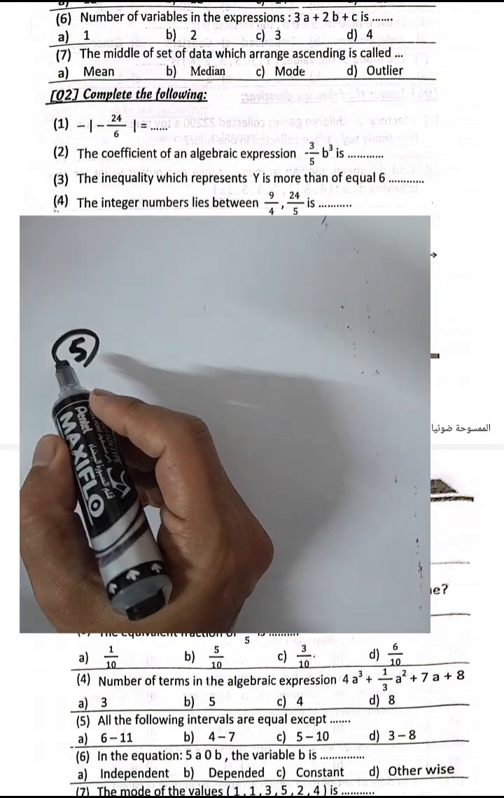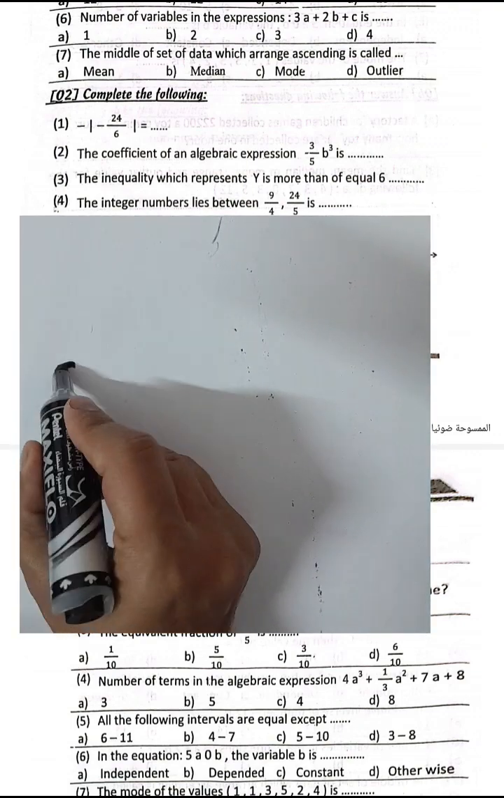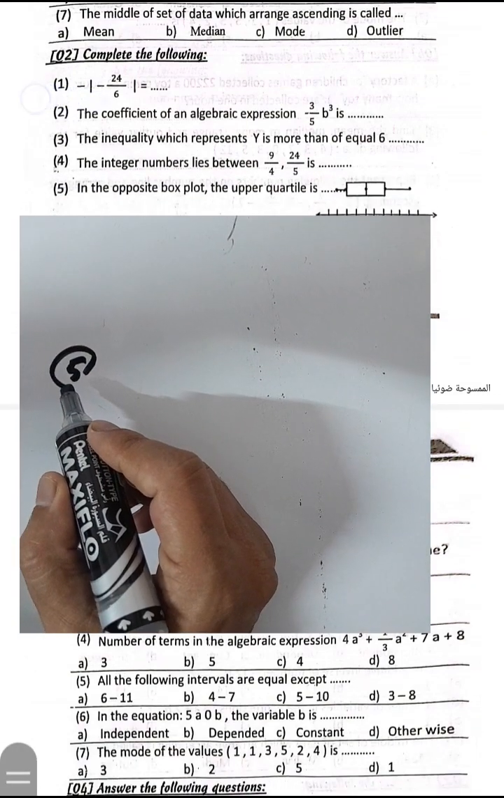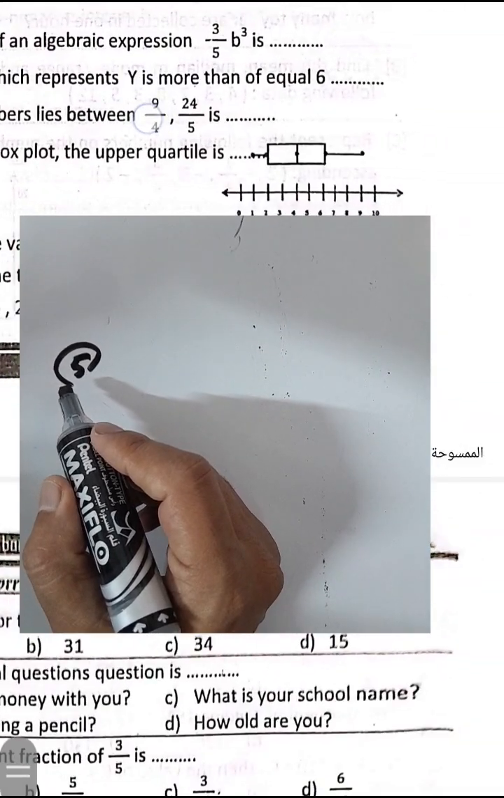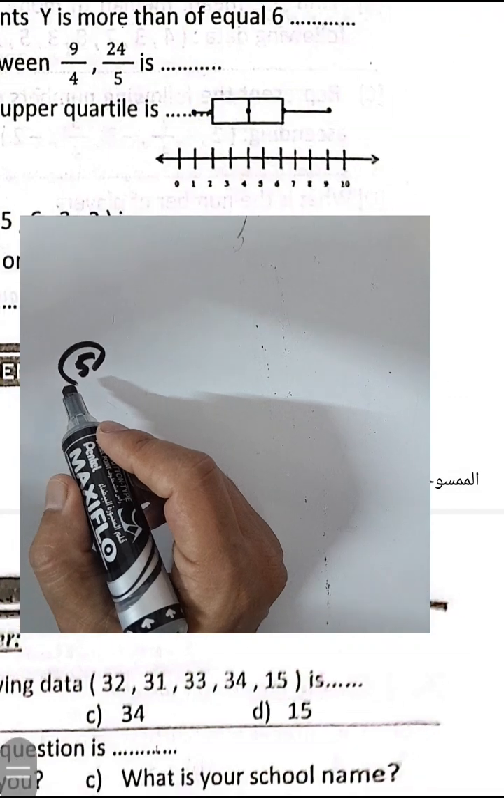Question number 5. In the box plot, the upper quartile here will be what? The upper quartile will be 6.